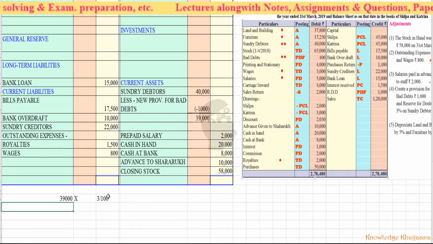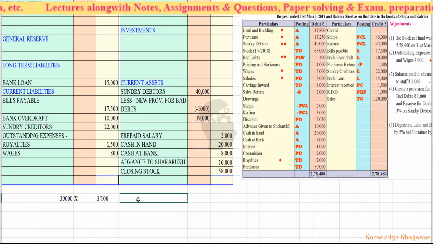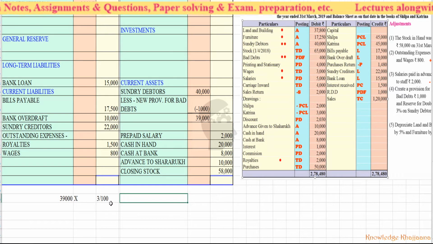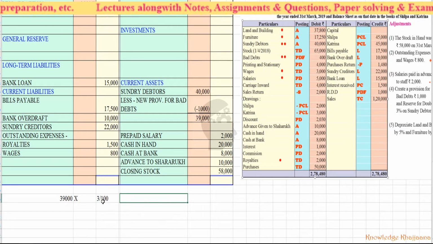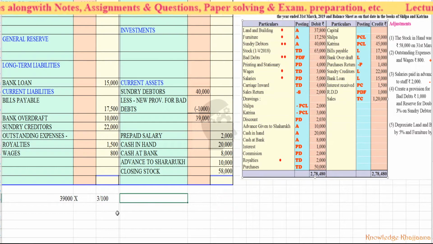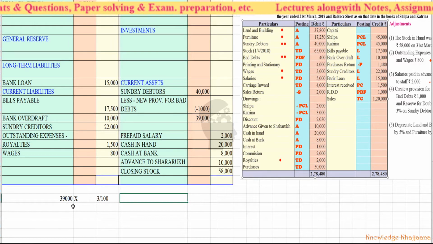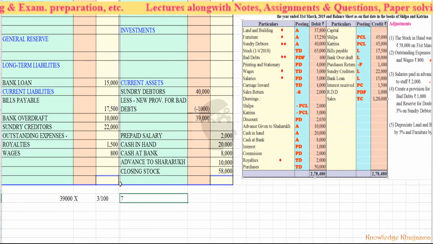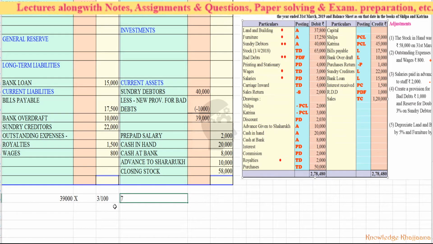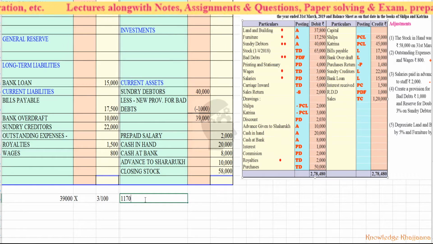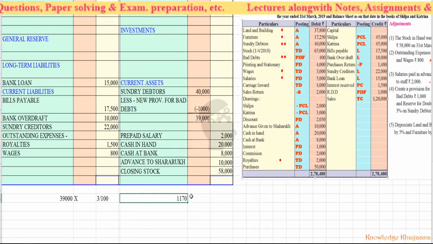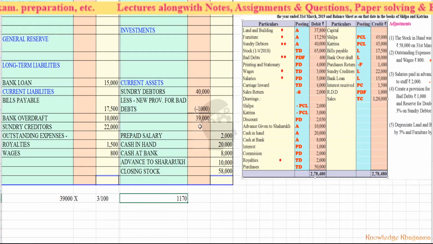So we have to calculate it. How much is the value of 39,000 into 3? 0, 0, 0, 0 will go. So 39,000 into 3. Okay, let's calculate it. 9 3s are 27. Then 3 3s are 9 plus 2, 11. 11. Then 1 0 will come over here. So how much is the value? 1170. 1170 is the new provision, right?